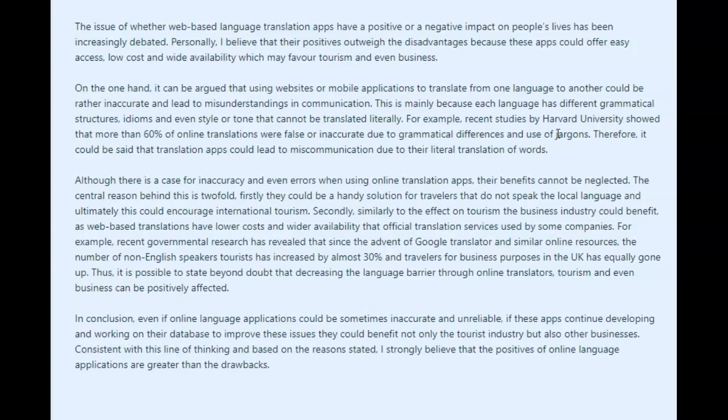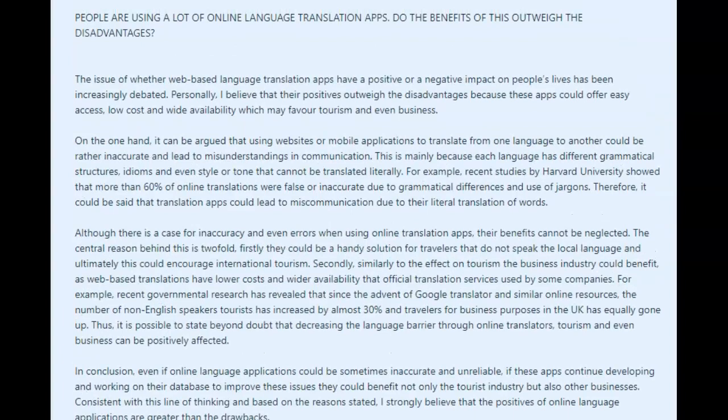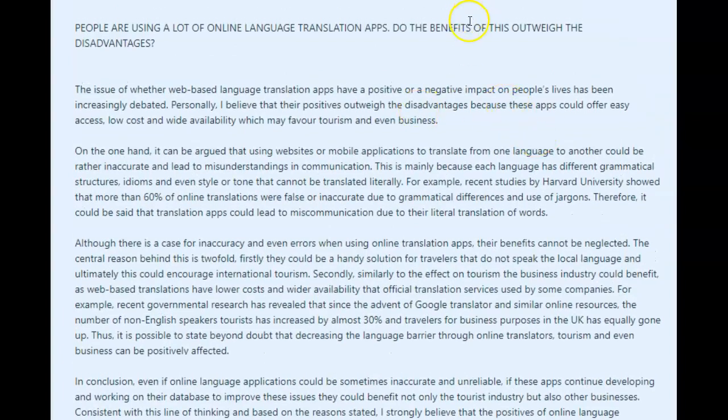Okay. There's a problem here. Let me tell you what it is. Advantages, the benefits, and the disadvantages. So according to this, you've essentially said that there's just one disadvantage. That they're inaccurate and they lead to misunderstandings. And this whole paragraph has dealt just with that. So it looks like you haven't really fully answered this portion.